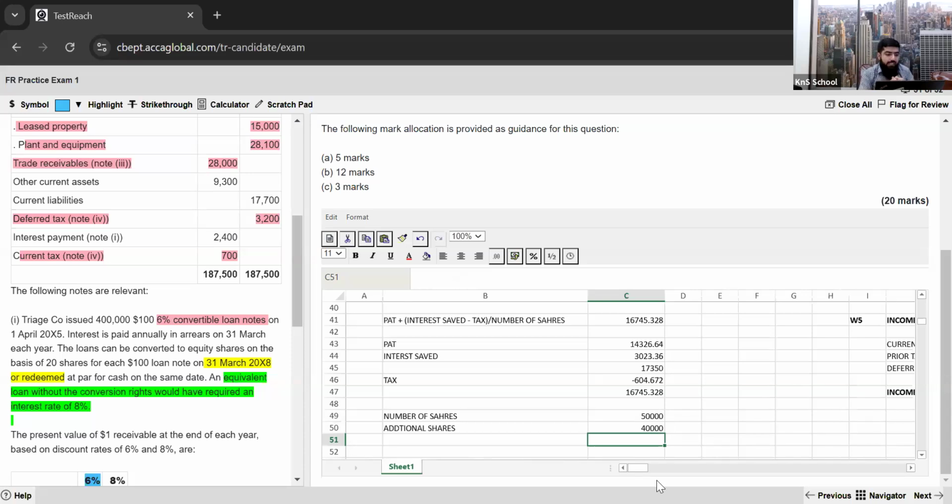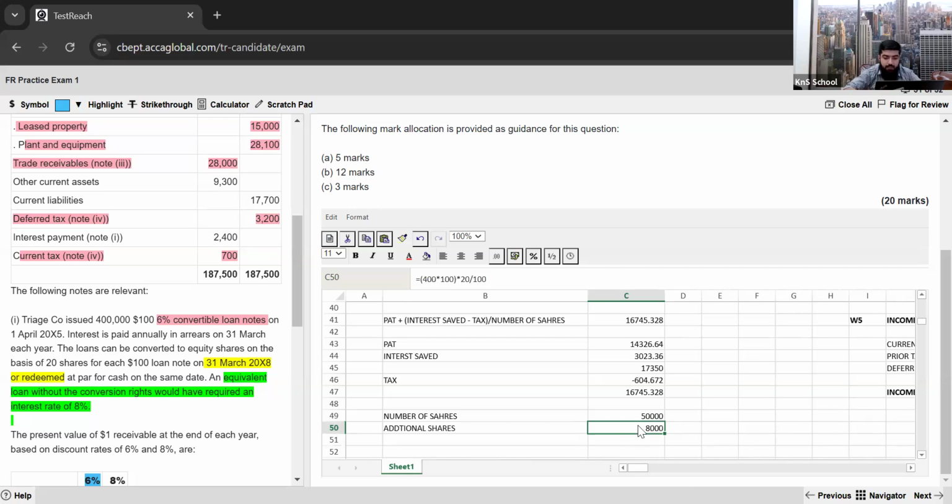Now what is the criteria? The criteria given here is that on the convertible bonds, 20 shares will be issued. We are going to issue 20 shares for each 100. That is multiplied by 20 and divided by 100. So this will give rise to 8,000 shares, that is 8 million shares.